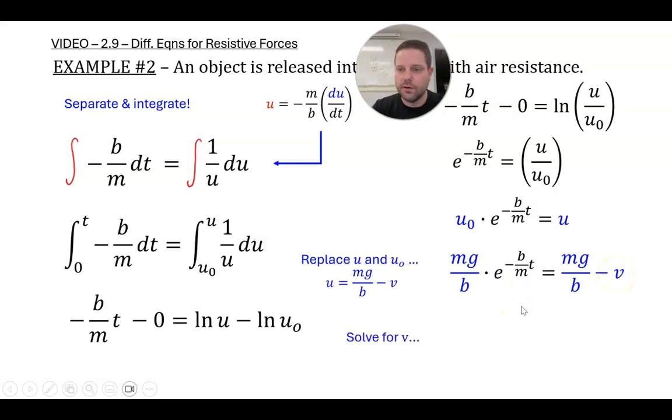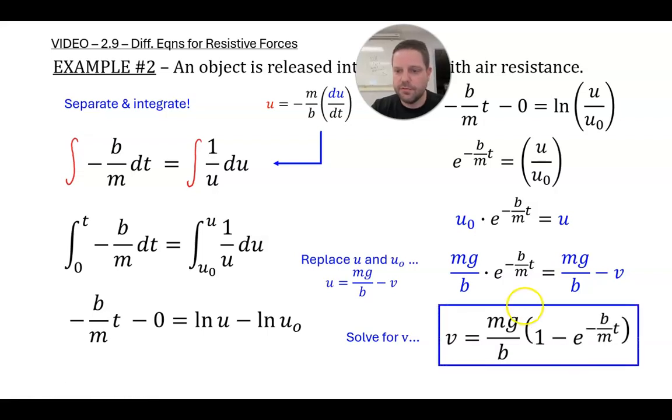As we move on, we solve this for v, and we do in fact get mg over b times 1 minus e to the negative b over m t, which is exactly what we expected in our original approach here.